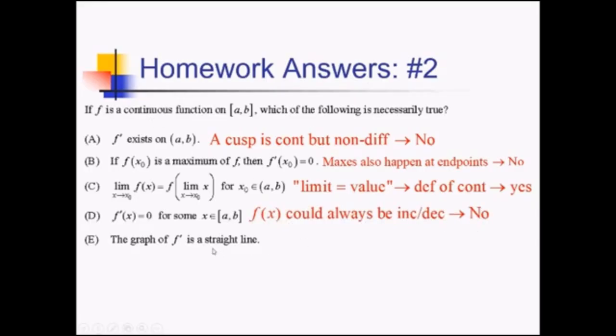And then the last one, the graph of f prime is a straight line. Well, there are lots of continuous functions that do not have derivatives that are straight lines. For example, x cubed, that's continuous, but the derivative of that, which has an x squared in it, is a parabola, not a line. So that's also a no. So then definitely choice C.